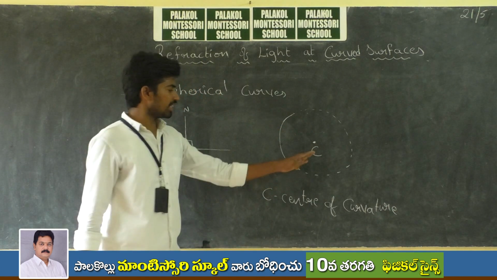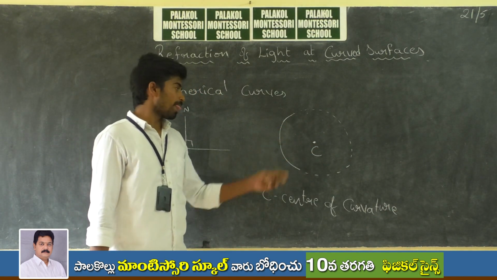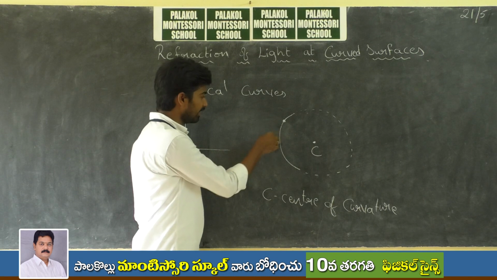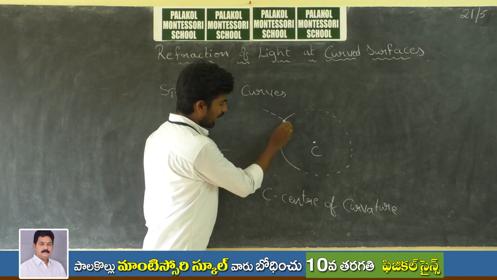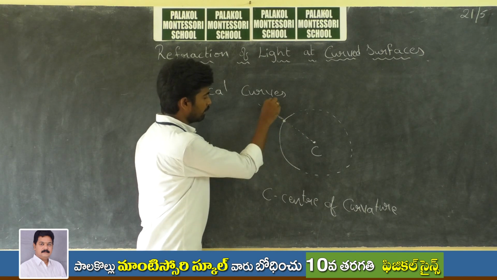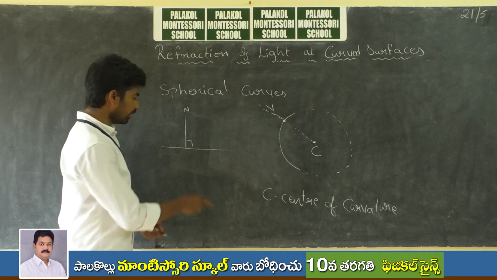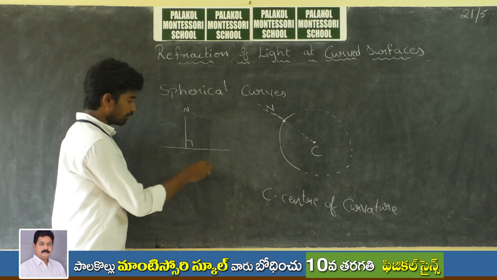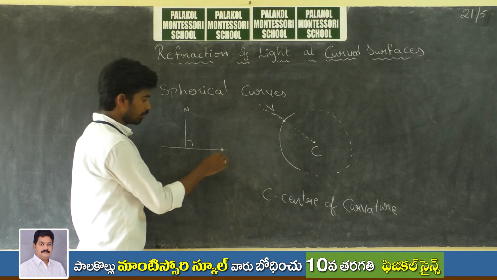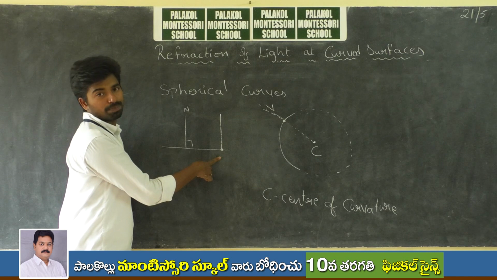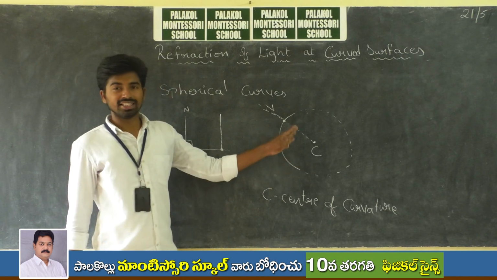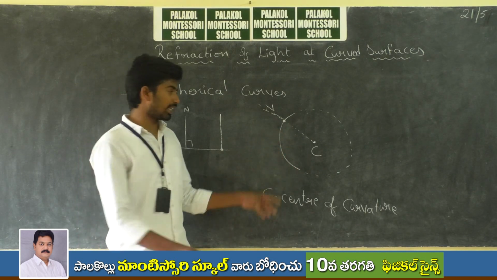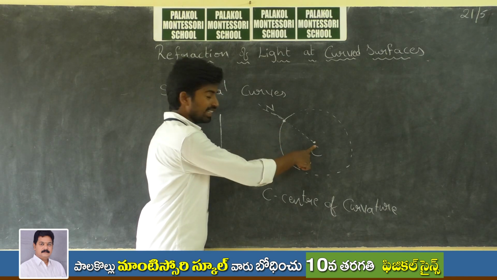So if C is the center of curvature and you want to draw the normal at this point, the line joining this point and the center of curvature denotes the normal line. For a plane surface, you need to draw a perpendicular line at the point. In the case of spherical curves, if you want to draw a normal line, you need to connect the point on the curve and the center of curvature.